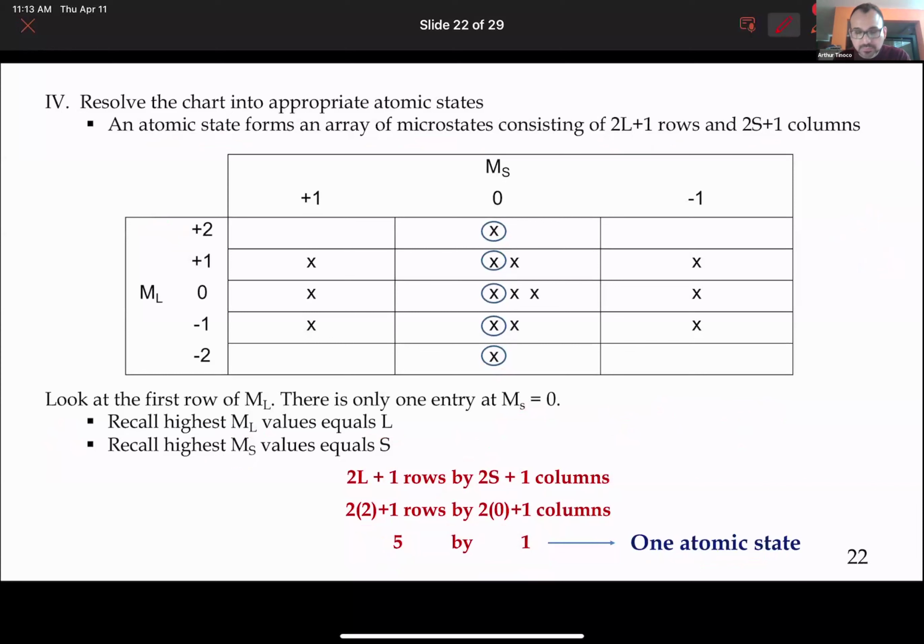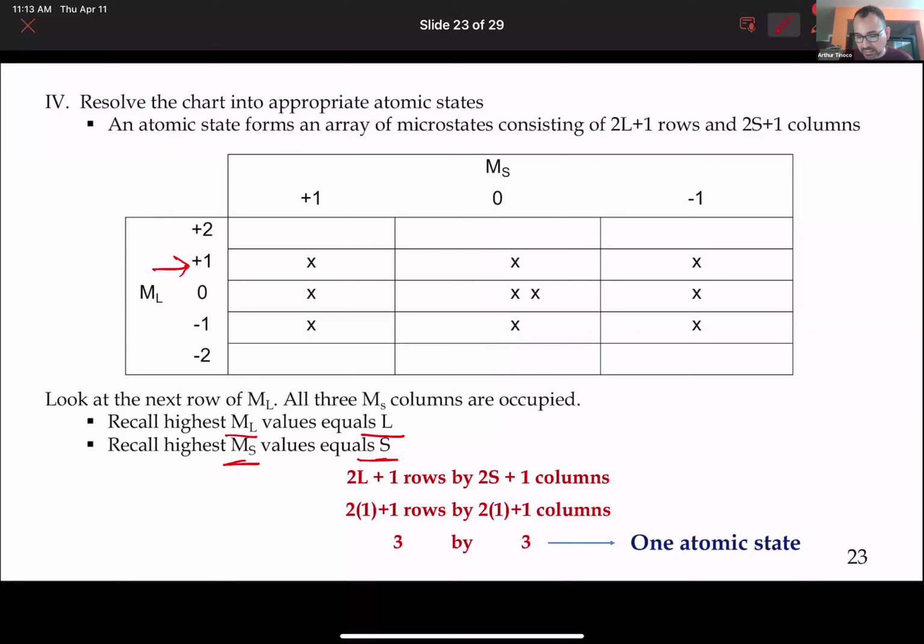So we do that, and we take it out of our table, and now we're left with this information. And so now we move down to the next entry of our table. And we do the same thing, where again, we recall the highest M sub L is the value of L, and the highest M sub S is S. Here, the highest M sub L is 1 because we're starting off here. And then the highest value of M sub S in this table will be, as marked here, we have something here, we have something here, we have something here, the highest M sub S is plus 1.